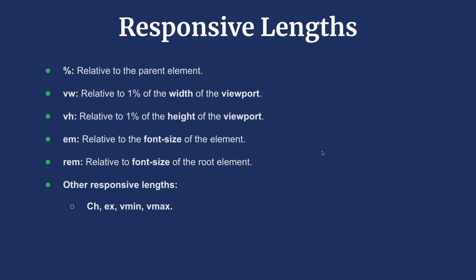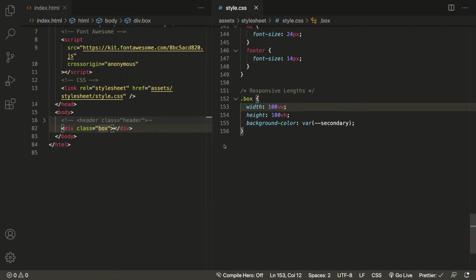After the viewport width and height, we have another unit, that is EM and REM. EM is related to the font size of the element. That means whatever font size we apply to an element, this EM unit will be calculated from that font size. And another unit we have is REM. REM is related to the font size of the root element. We will discuss the root element and the element font size. So we will discuss the EM unit first. Let's see how we work with the EM unit.